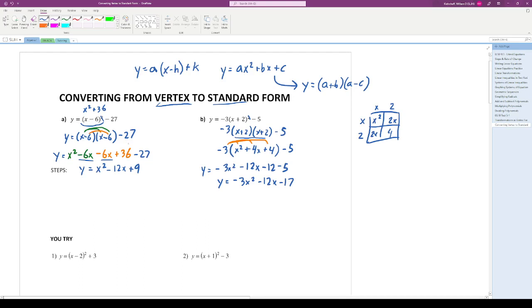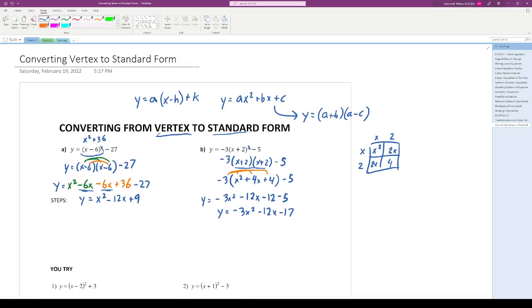So you may have noticed as we expanded out these x plus something or x minus something squared that we end up with always the same term in the middle twice.